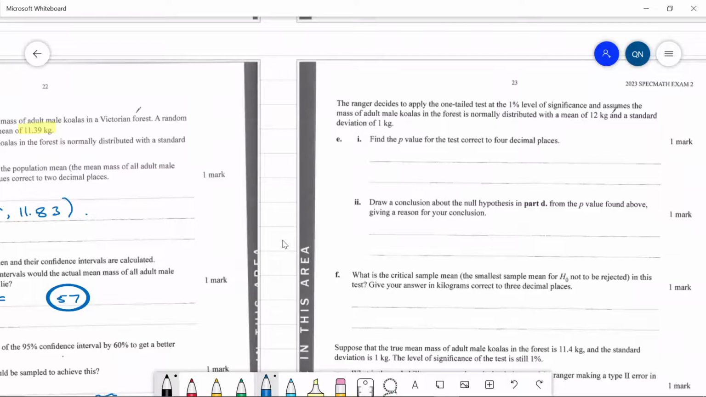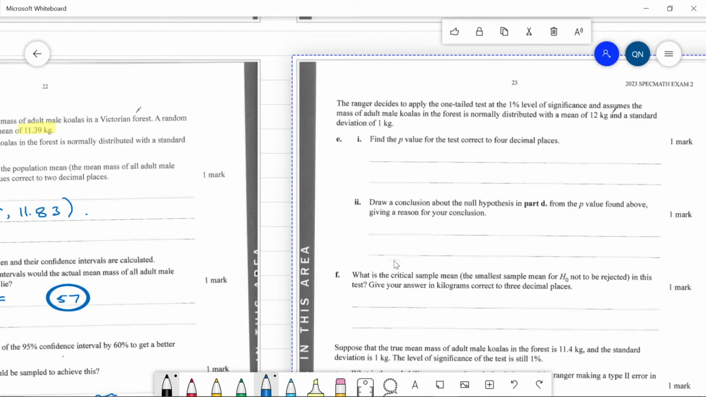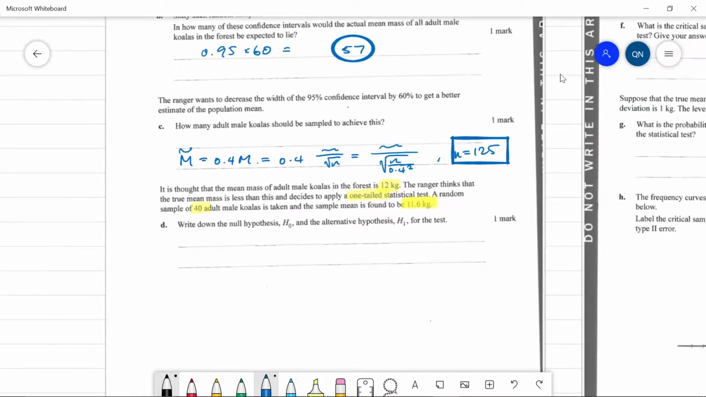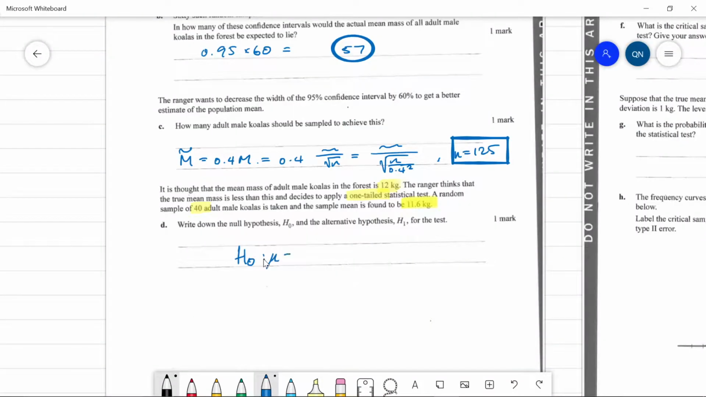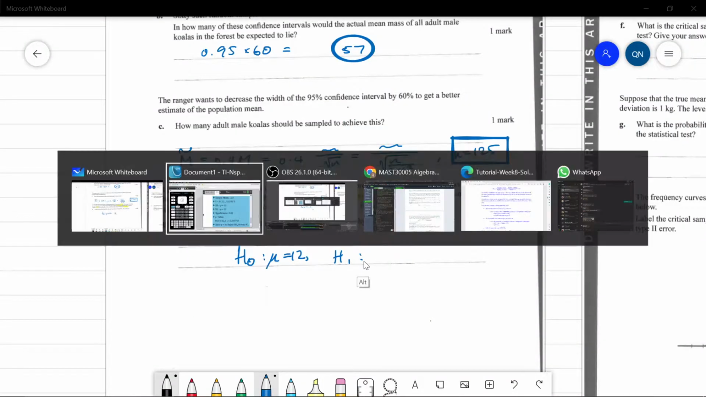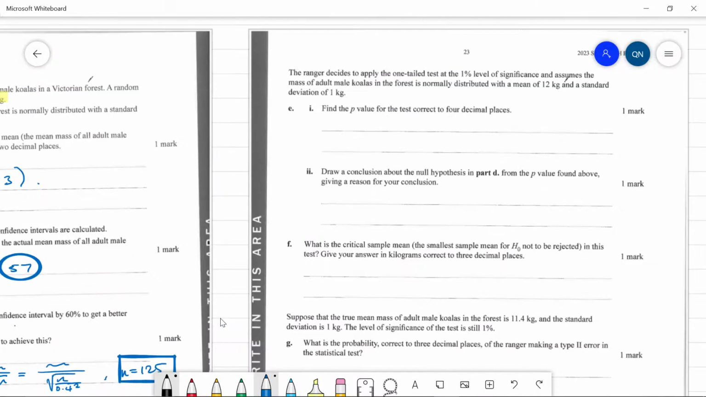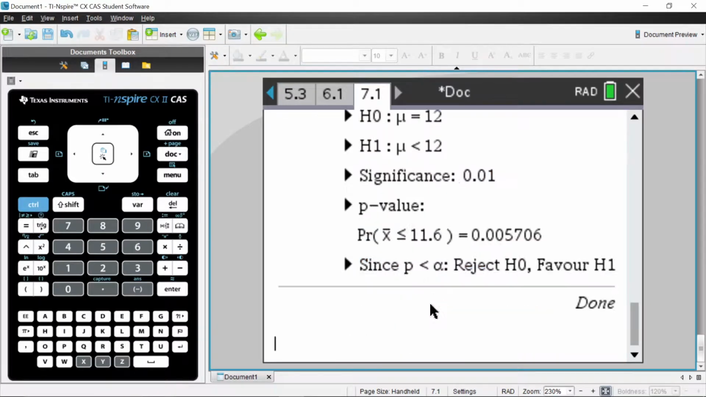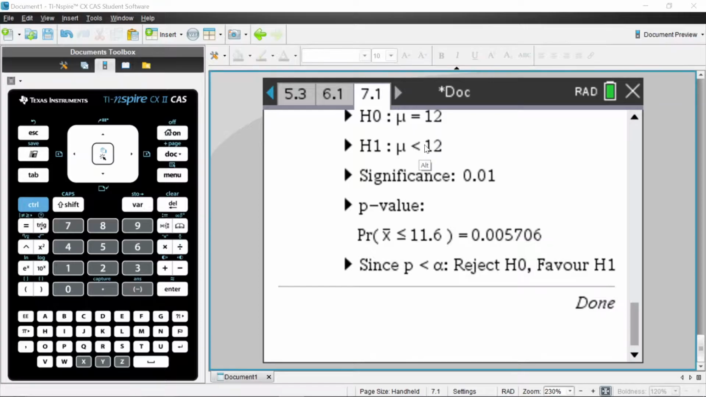So we get a p-value. Let's write down the hypotheses first of all. H0 is mu equals 12. And H1 is mu less than 12. Okay, so the p-value is 0.005. How many decimal places? 4 decimal places. So 0.005, and then we have a 7.